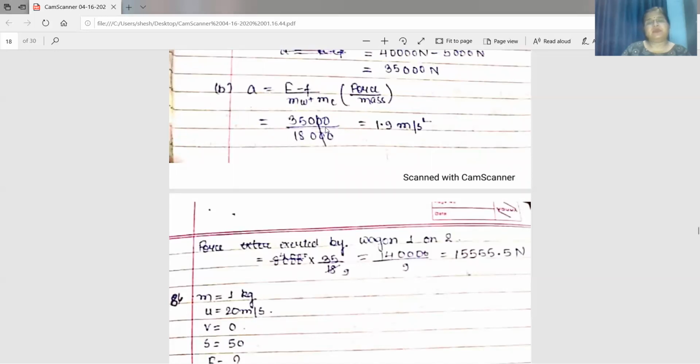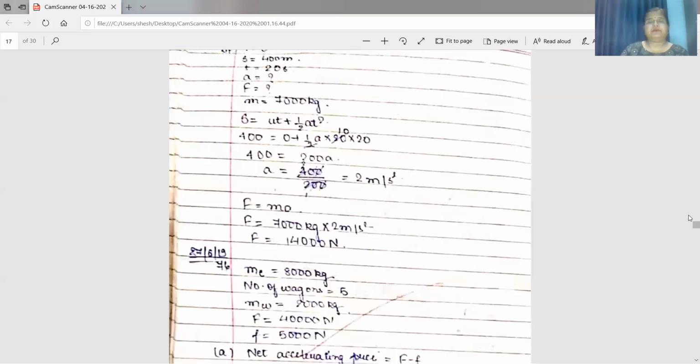So in this place we can write 35 by 18. And when you solve it, when you calculate it, you will get 15,555.5 Newton.